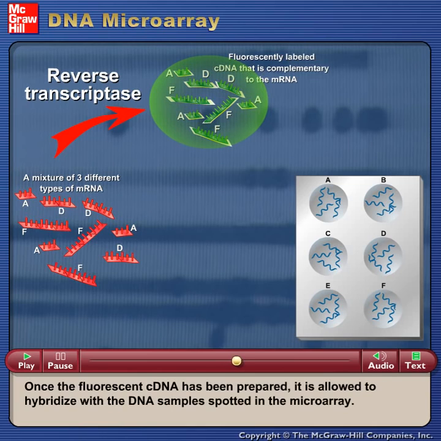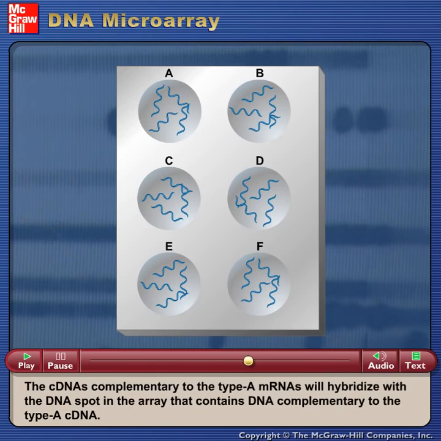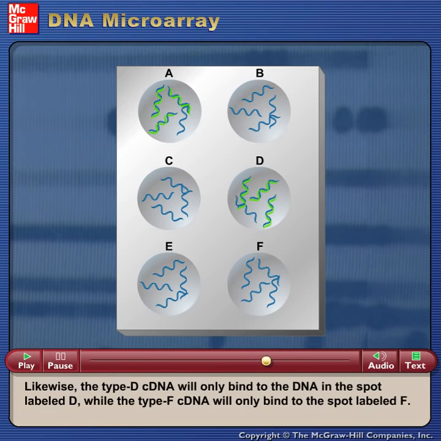Once the fluorescent cDNA has been prepared, it is allowed to hybridize with the DNA samples spotted in the microarray. The cDNAs complementary to the type A mRNAs will hybridize with the DNA spot in the array that contains DNA complementary to the type A cDNA. Likewise, the type D cDNA will only bind to the DNA in the spot labeled D, while the type F cDNA will only bind to the spot labeled F.